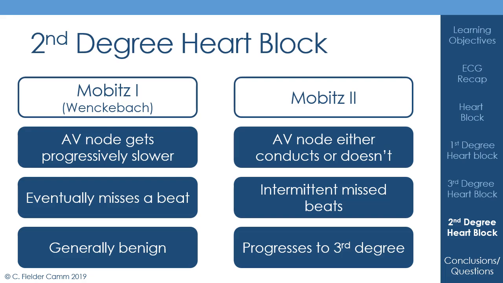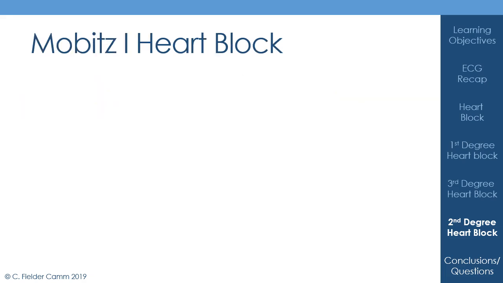Whereas in Mobitz 2, actually that can quite often progress to third-degree heart block. So actually that's a much more serious condition. And that's why it's important to be able to differentiate these two apart. So let's look at Mobitz 1 heart block, the Wenckebach pattern.